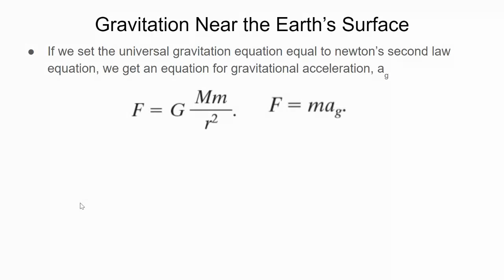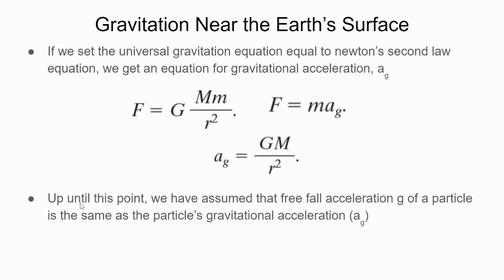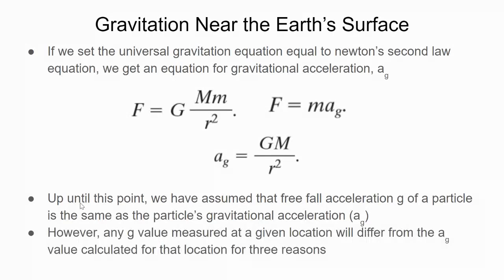And then from Newton's second law, we know that force is equal to mass times acceleration. When we're talking about the force of gravity, this is mass times acceleration of gravity. Setting these two things equal to each other, that little m cancels out, and we end up getting gravitational acceleration a sub g is equal to big G times the mass of the Earth divided by r squared. Now, up until this point, we have assumed that free fall acceleration, which is our little g of a particle, is the same as the particle's gravitational acceleration.